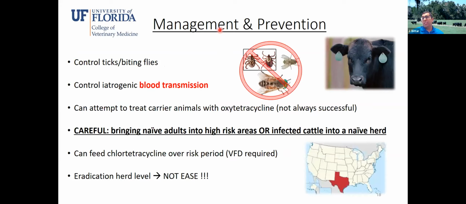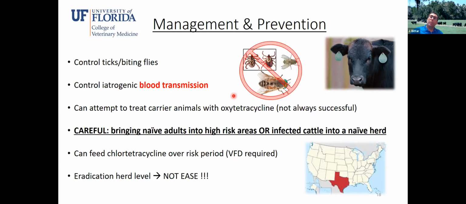So it's important to do some management and to prevent. As a control, you try to reduce your ticks population, biting flies as well. Sometimes it's kind of challenging in Florida, but those are the important prevention points that we need to do. This is relatively easier: control the iatrogenic blood transmission. So any equipment that we use that has a potential to transmit blood, let's try to disinfect that. So those castration knives, dehorners, needles that I told you about, and so on. And especially if you know that your herd is positive for anaplasmosis, that's when you need to be more strict in implementing those protocols.